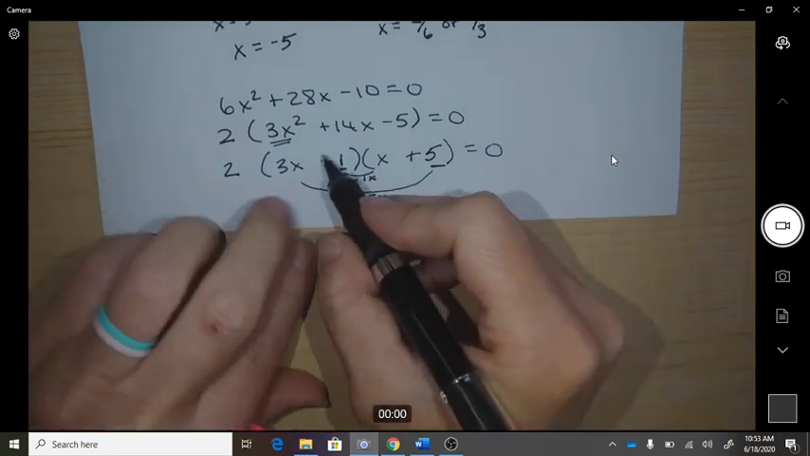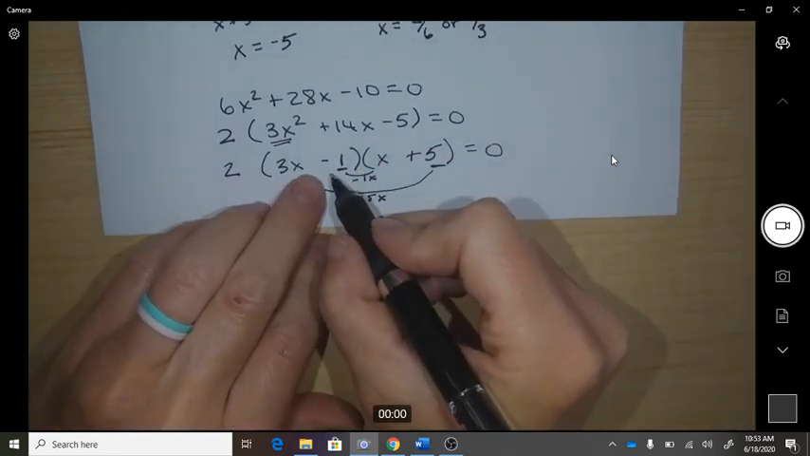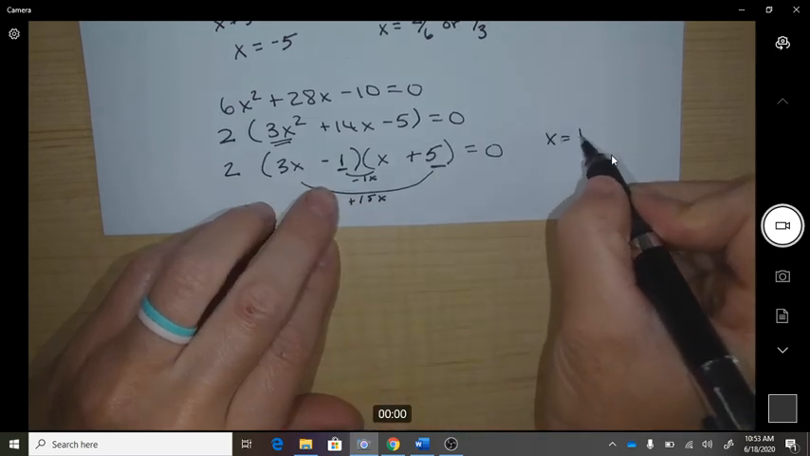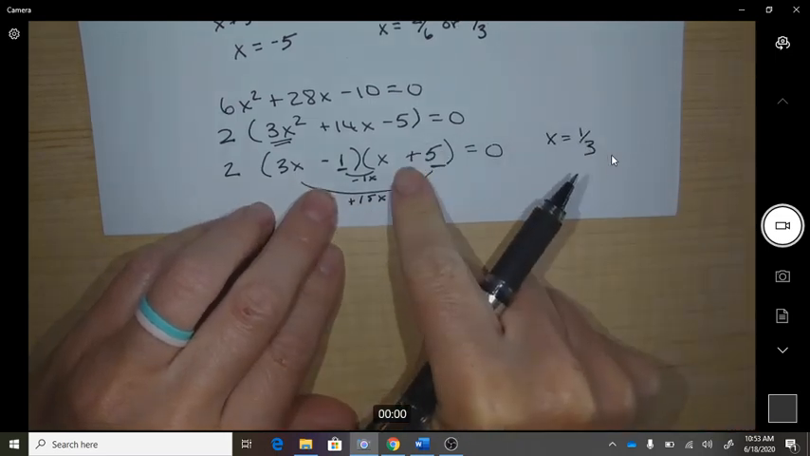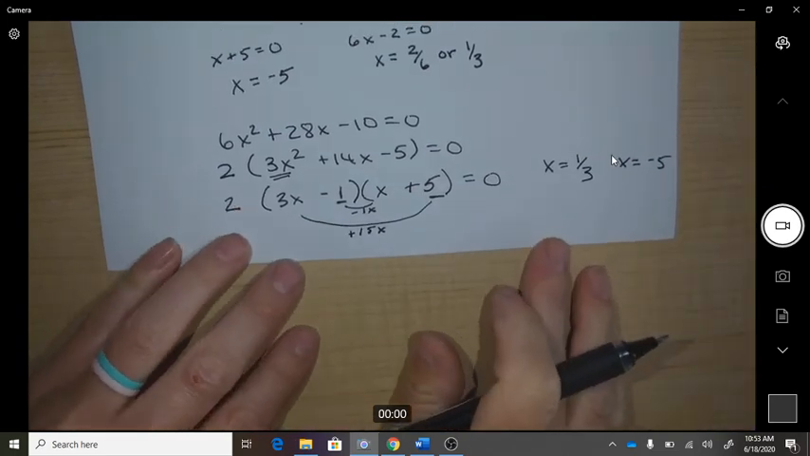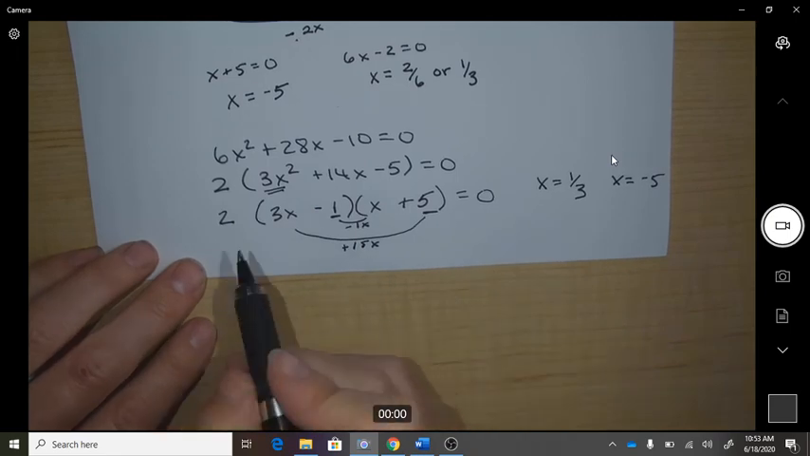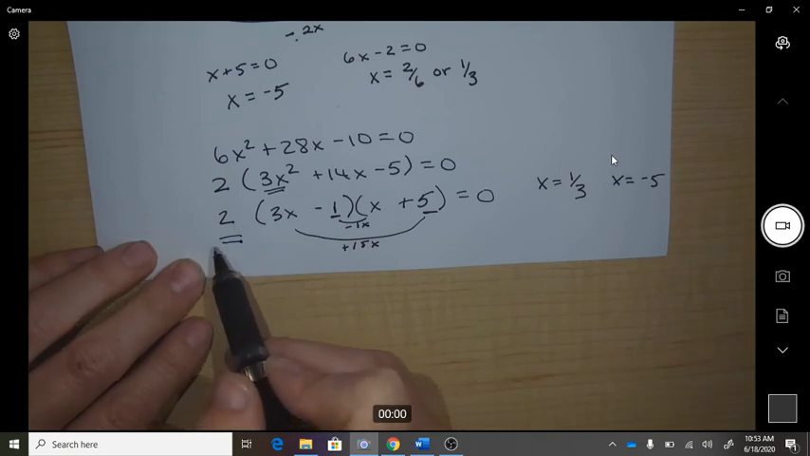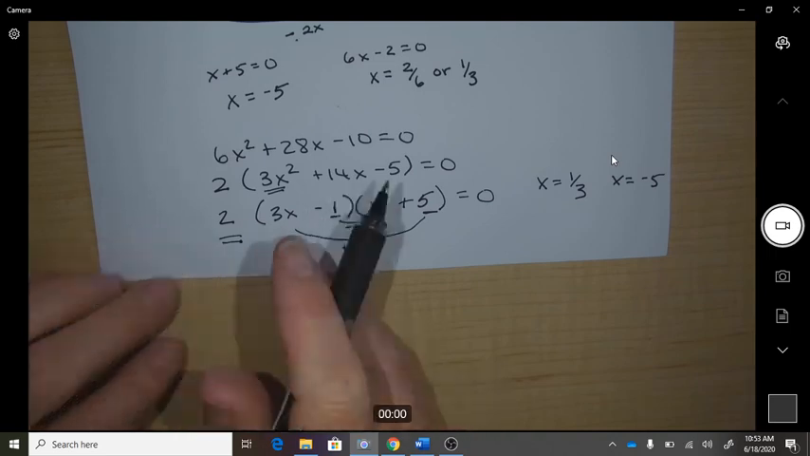So now when I look at the brackets, this bracket, x would be positive 1 divided by 3. If I look at this bracket, x would have to be negative 5. So same answer. Okay, here's what throws people off. They don't know what to do about this. Well, this is just a coefficient. It's just a multiplier. It's not you solving for anything because it doesn't contain a variable. It doesn't have an x in it.